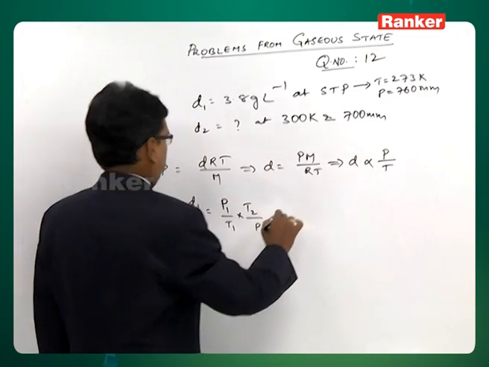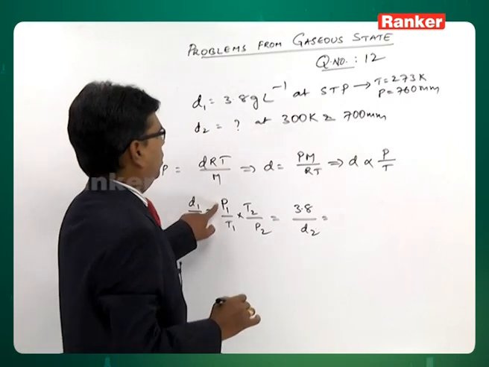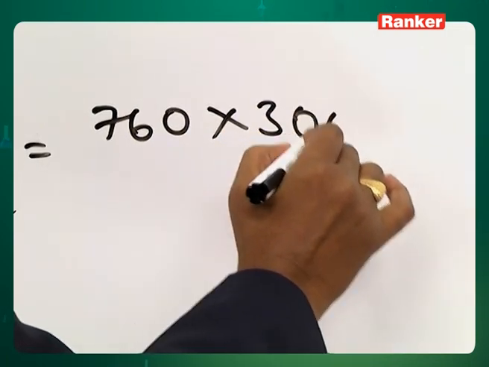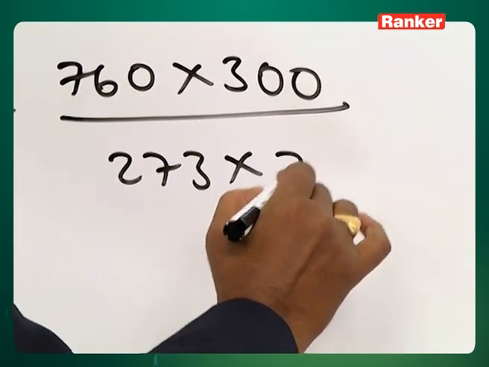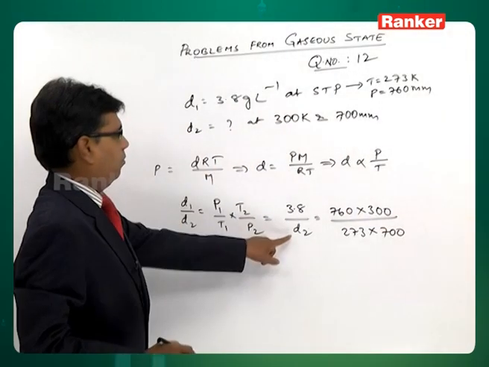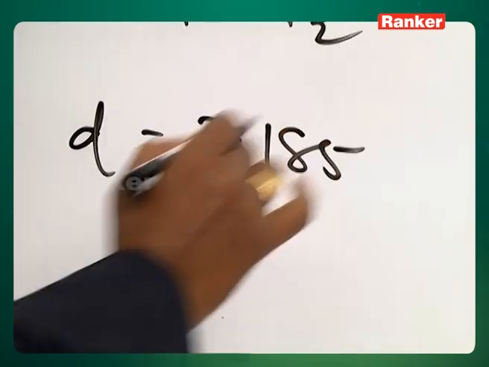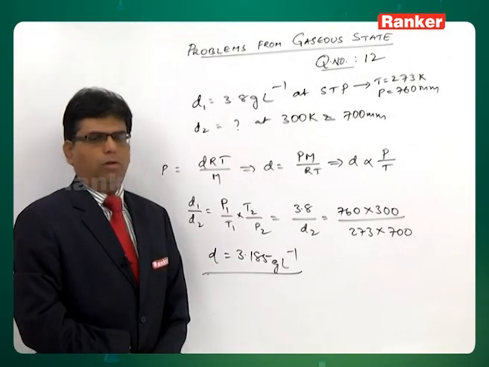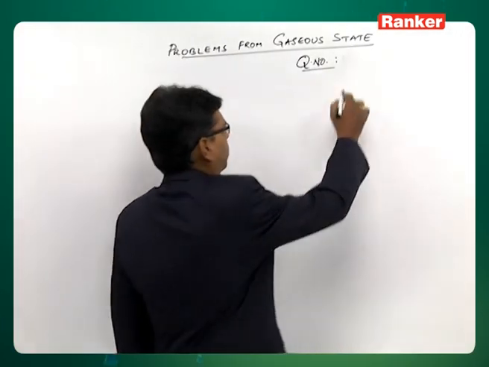So, initially the density is 3.8, and D2 is what we have to find, which is equal to P1, that is 760, times T2, that is 300, divided by T1, that is 273, into 700. If you solve for D2, you obtain 3.185 gram per liter. So, the correct answer is option 1, 3.185 gram per liter. Now, we go to question number 13.